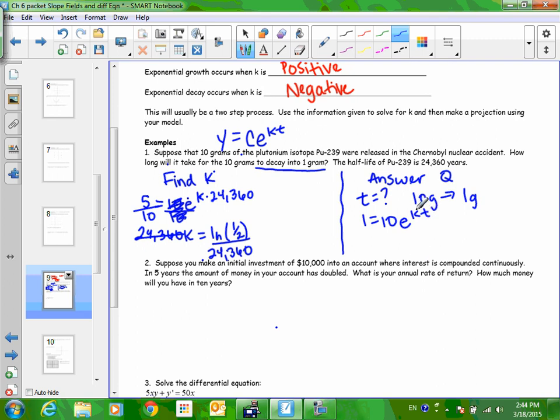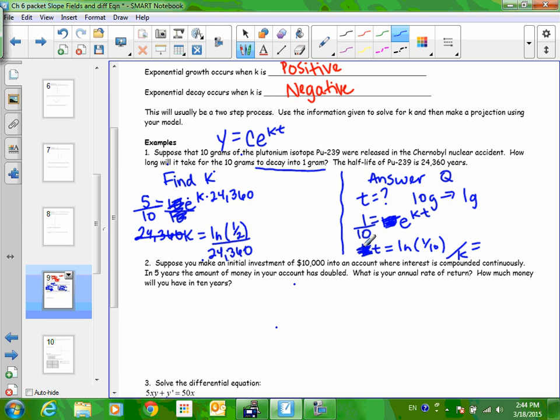Okay, and remember, I'm going to write K here. I'm not going to write the decimal, but we know that K is that decimal, the natural log of half over 24,000. All right, again, you could solve this a variety of ways. I'm going to solve it algebraically, first by dividing by 10, and then taking natural log. And then to get T by itself, you would divide by K. Okay, so that's how you do it algebraically.